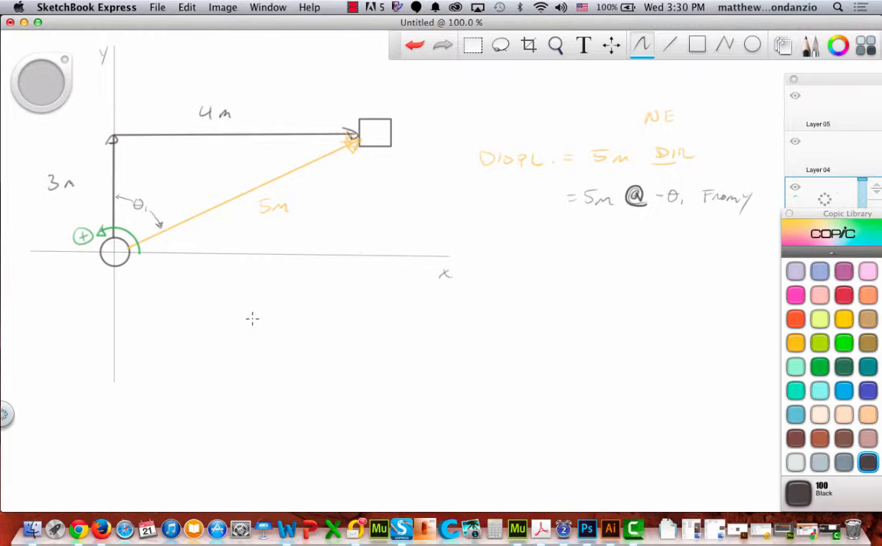Okay? Or you could say, look, hey, you know what? Maybe it's theta 2. So, or it could be 5 meters at positive theta 2 from the x-axis. Does that make sense? So we have to specify relative to.